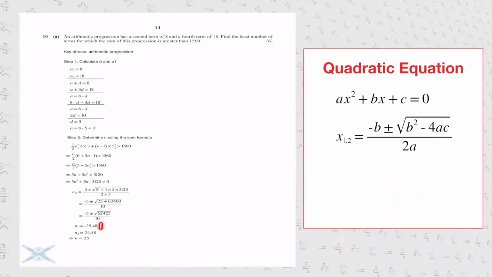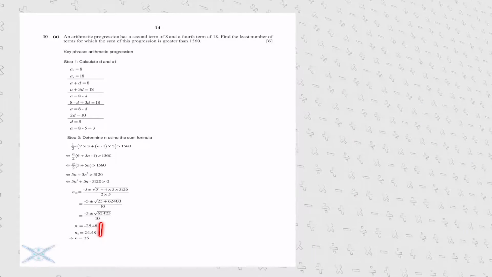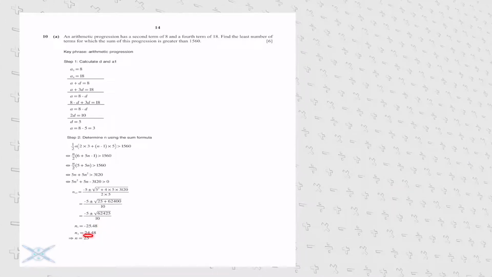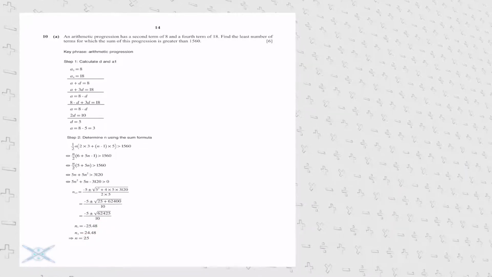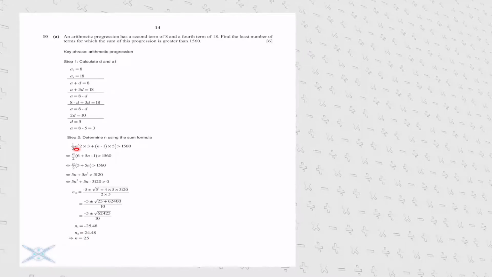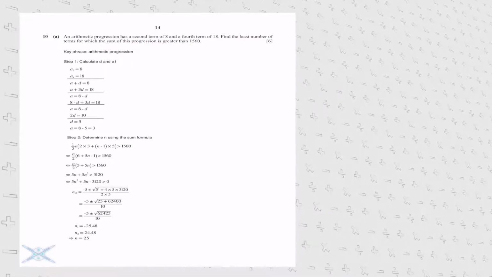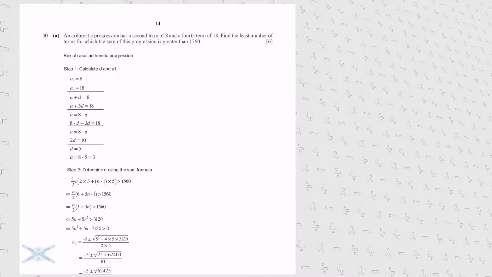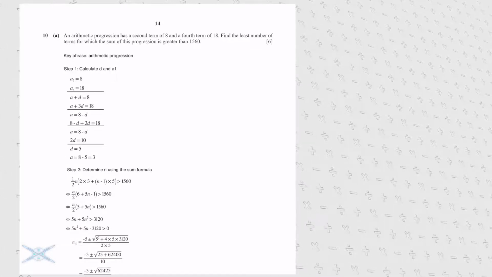The formula will provide us with two potential results, of which only the positive one can be correct, since n represents the natural numbers. Finally, we need to round up 24.48, since we are required to find the least number of terms for which the sum of this progression is greater than 1560. For 24 it would just be below, for 25 it will certainly be greater than that.